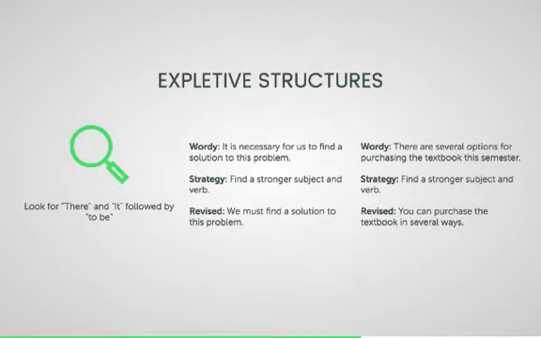Here's another example. "There are several options for purchasing the textbook this semester." "There are" is our expletive structure, and our strategy is the same. Can we find a stronger subject and introduce that, and then find a stronger verb instead of "are" and introduce that? So our revision here looks like this. "You can," so "you" is our stronger subject, "can purchase the textbook in several ways." So "purchase" is our stronger verb. So we go from "there are several options" to "you can purchase."